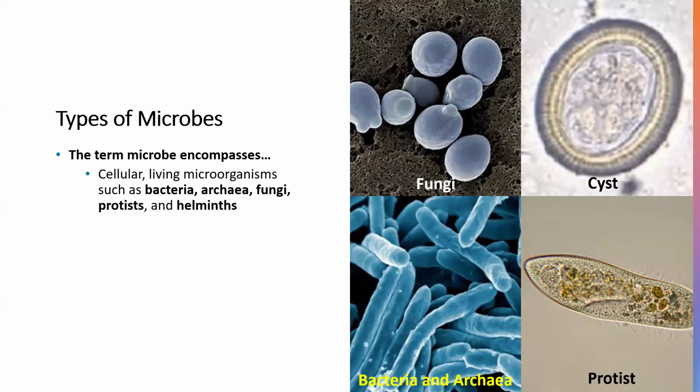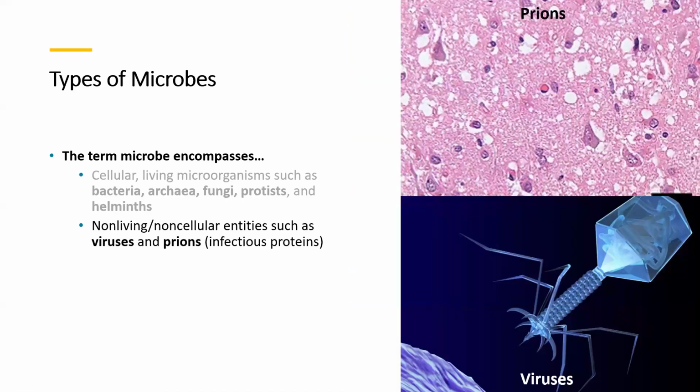Microbes come in many types. That term encompasses many different things. Something that we will spend a lot of time on in this class are bacteria and archaea, which are prokaryotic microbes. And then we have our fungi, like this yeast here. We have the cysts of different helminths. We have protists, which can encompass many different things. Here we have a paramecium. We also have non-living entities such as prions and viruses.